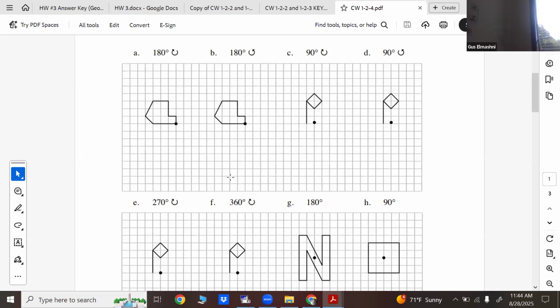Obviously, we do a 90-degree rotation. Do be mindful whether you're going counterclockwise or clockwise. So we'll go through these and we'll compare.